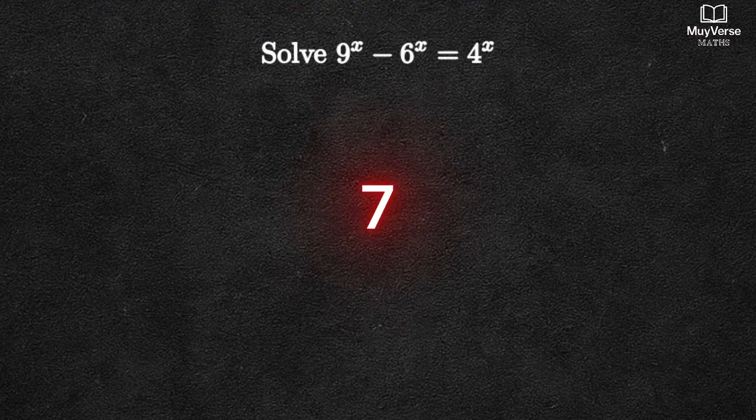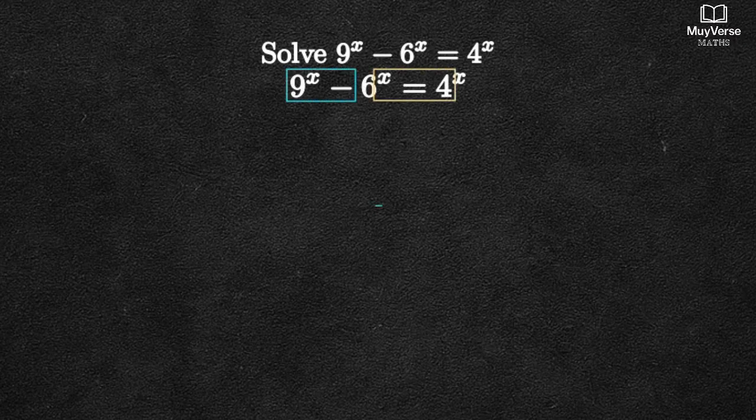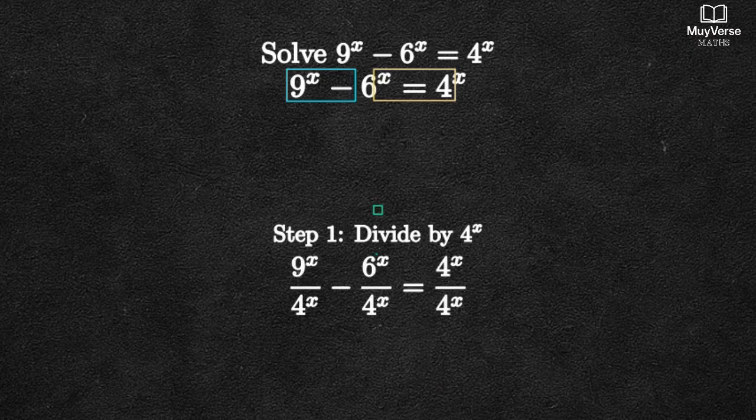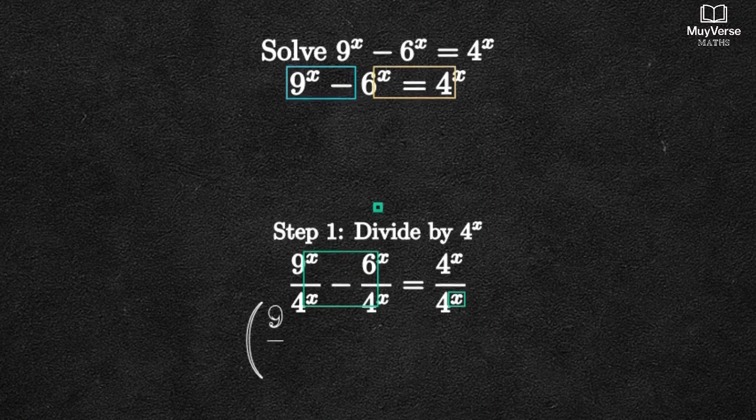Let's solve the exponential equation: 9 to the x minus 6 to the x equals 4 to the x. We'll turn it into a simple quadratic using a clever substitution. Step 1. Divide every term by 4 to the x. This uses the rule a to the x divided by b to the x equals (a over b) to the x. After dividing, we get (9 over 4) to the x minus (6 over 4) to the x equals 1.